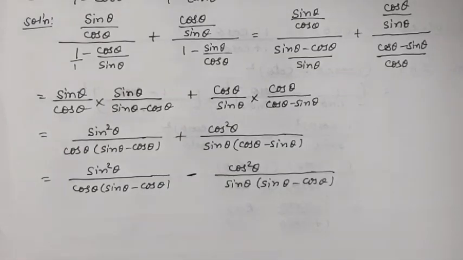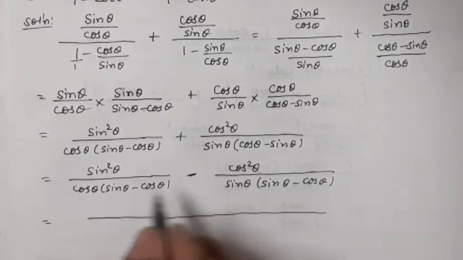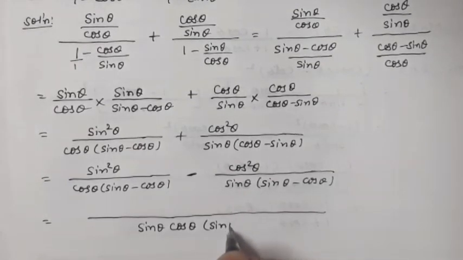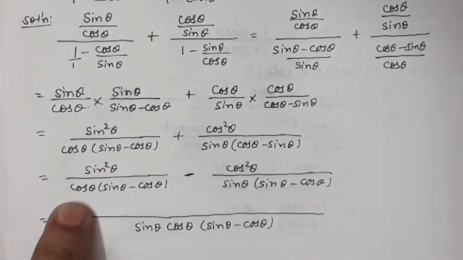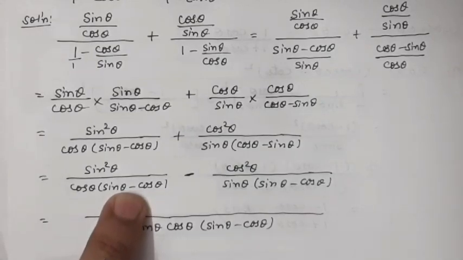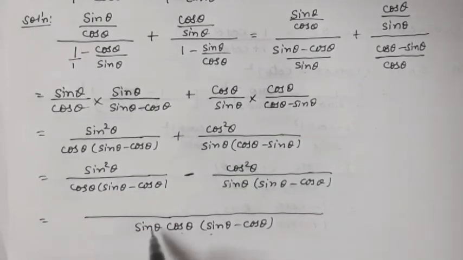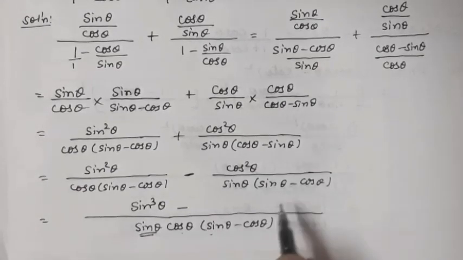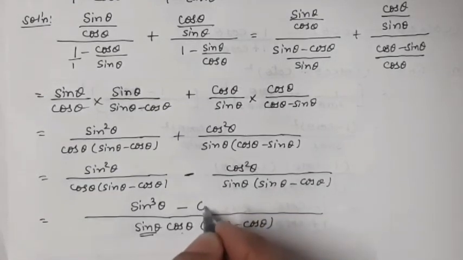Now I can take the LCM easily. In the LCM, what will come? See here, sin theta, cos theta, and sin theta minus cos theta. Okay, now cos theta and sin theta minus cos theta are here. If both will divide it, then what will be remaining? Sin theta into sin square theta, this will be sin cube theta. Here sin theta and sin theta minus cos theta, this will be cos cube theta.